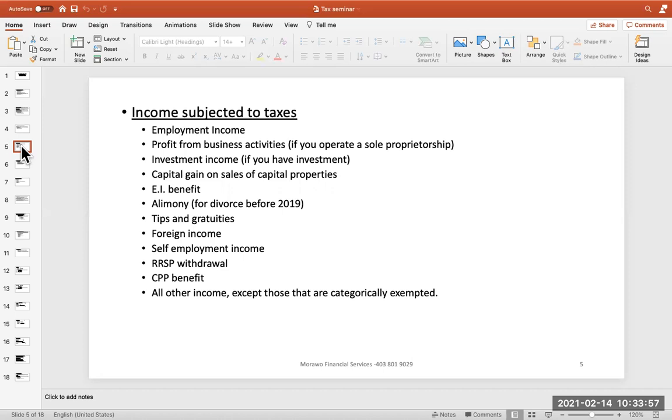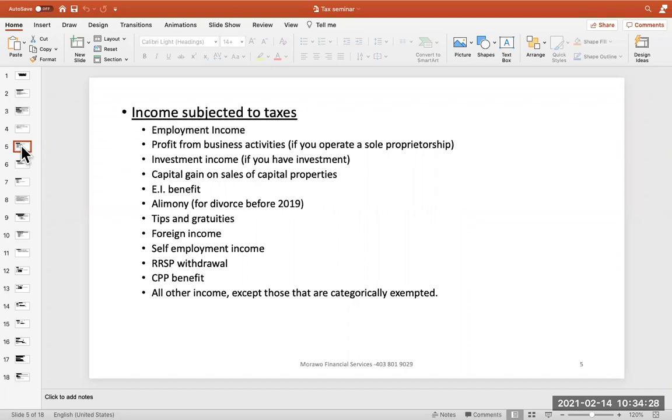Capital gain on sales of capital properties. Then your EI benefit, if you are unemployed and government helped you with EI, it's also regarded as income to you, and you pay tax on it. Alimony for divorcee before 2019. If you divorce before 2019, the alimony you receive is taxed, is an income to you, and you pay tax on it. Then tips and gratuities.